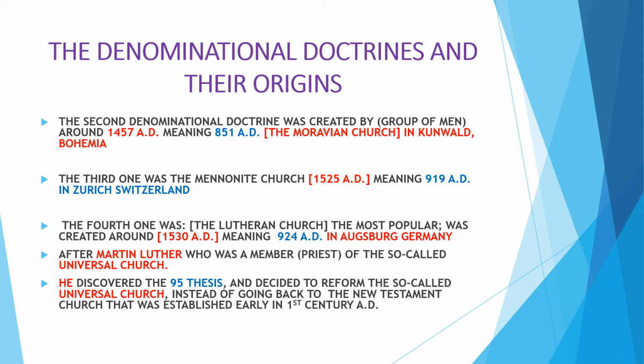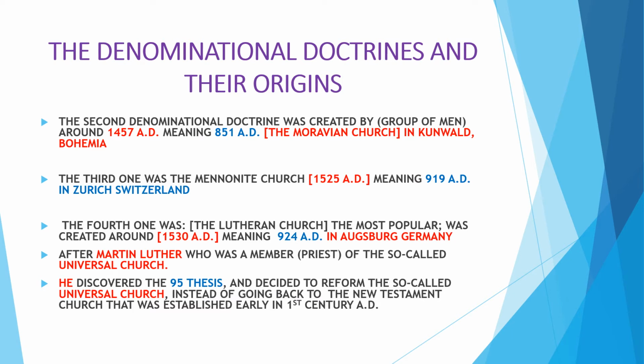The second denominational doctrine was established by a group of men around 1457 AD, meaning 851 years after the so-called Universal Church was established. And the name of this denomination was the Moravian Church, and it was established in Cornwall, Bohemia.